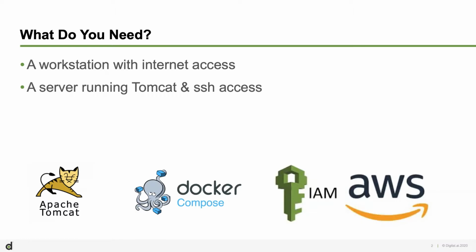You need a workstation with internet access, a server running Tomcat, and SSH access to it. I'm going to be using Docker Compose to set up my Deploy instance, and my Tomcat server is going to be running in AWS. You can set up those two in different ways if you like, and I'll run through the actual configuration in the Deploy server so you'll be able to recreate something slightly different on your own.